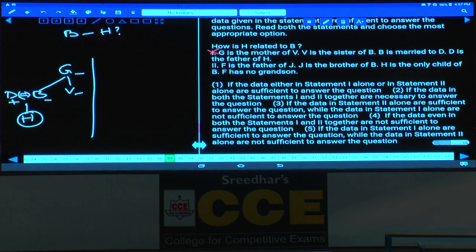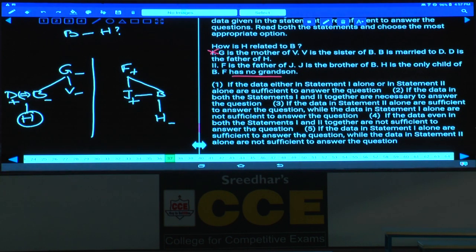Then what about condition number 2 here? F is the father of J. J is the brother of B, isn't it? And H is the only child of B. F has no grandson. As F has no grandson, now this H must be either the grandson or the granddaughter of F, out of which it is clearly specified F has no grandson. As this F does not have any grandson, this H must be a female.